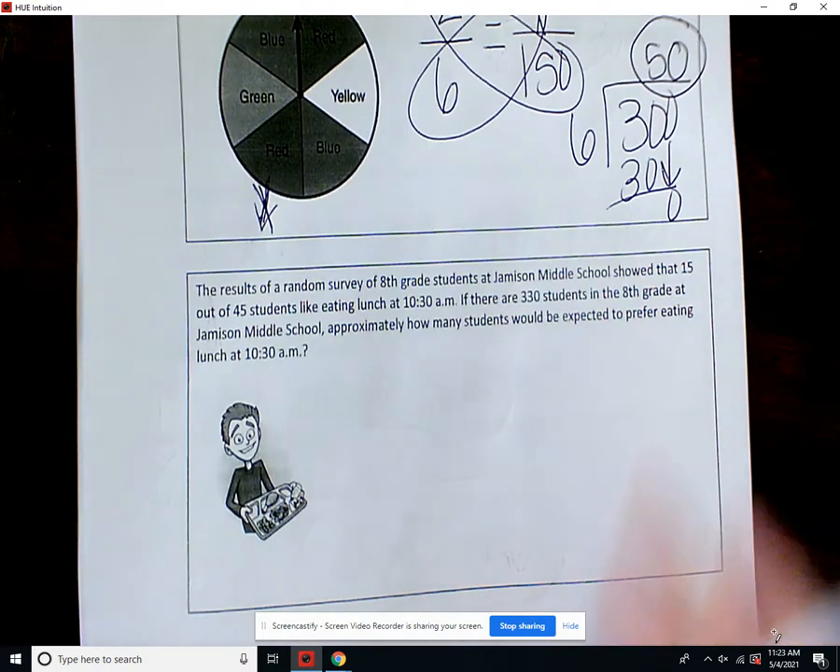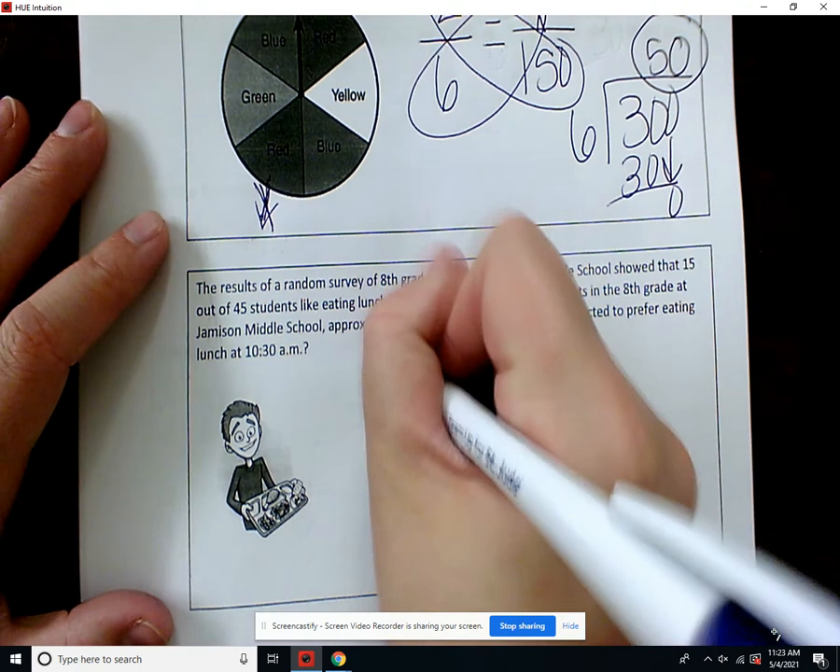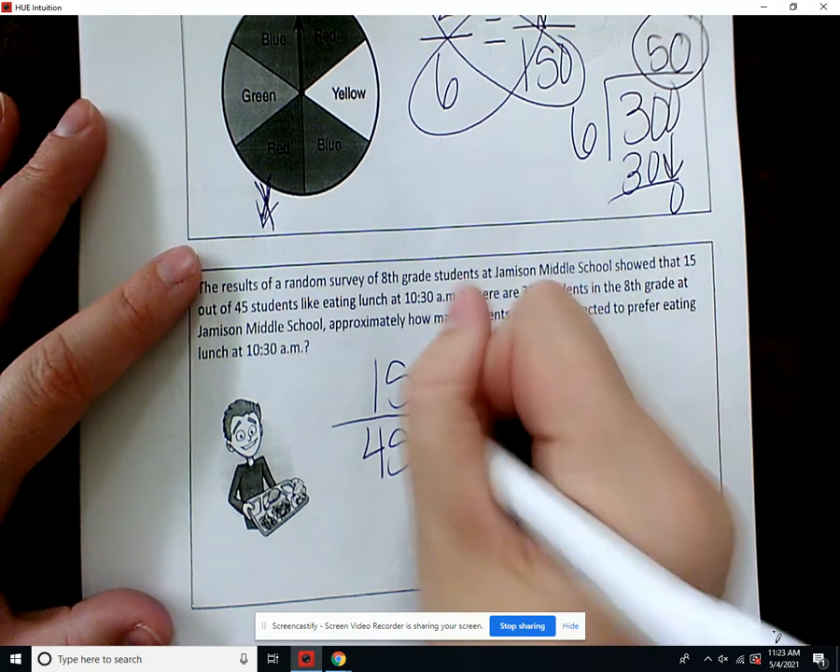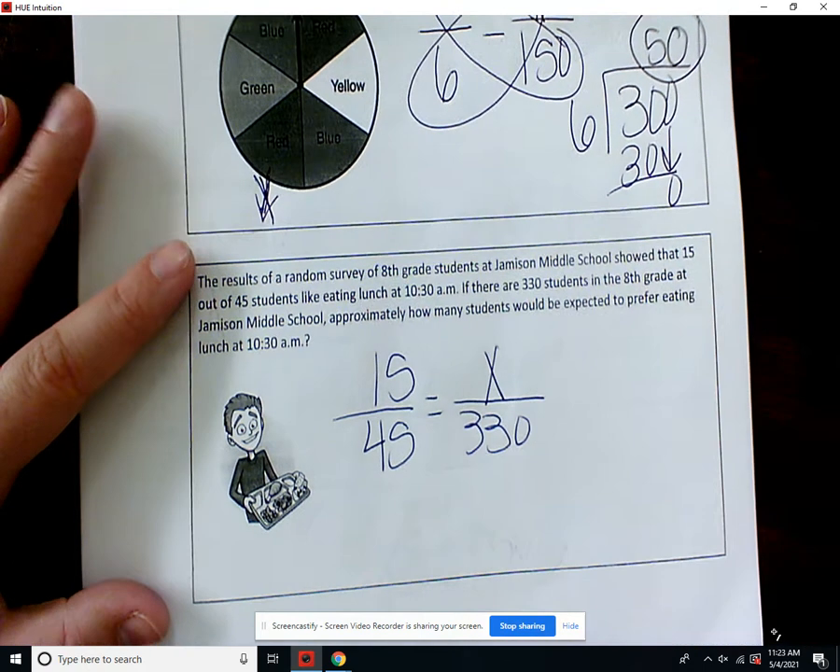Our last one: the results of a random survey of 8th grade students at Jamison Middle School showed that 15 out of 45 students like eating lunch at 10:30. If there are 330 students in the 8th grade at Jamison Middle School, approximately how many students would you expect to prefer eating lunch at 10:30? We know 15 out of 45 like it at 10:30, but they want to know what if we had 330 students.